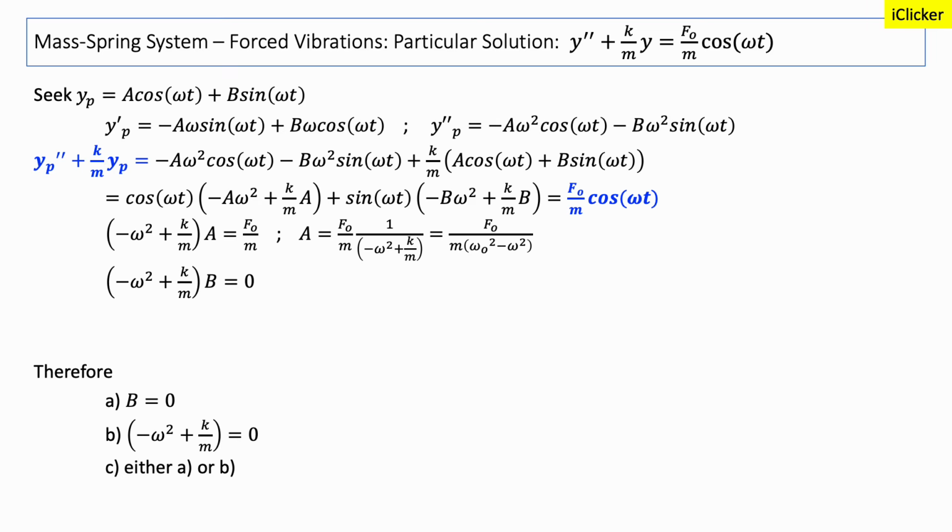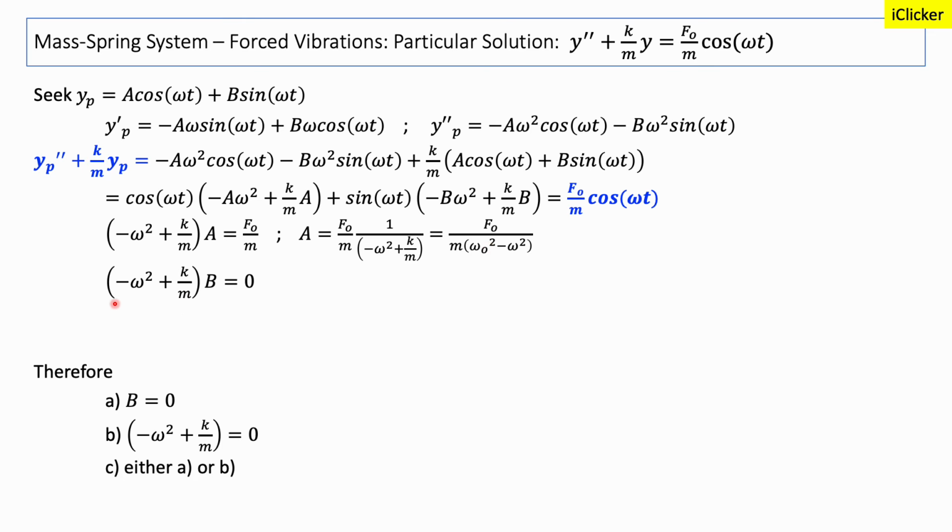So, for the mass spring damper system, forced vibrations, we found a particular solution. Unfortunately, this class is not live, so we cannot do an iClicker, but what I'm trying to say is, we found a particular solution. We found A is so much and B is so much. This is a particular solution.